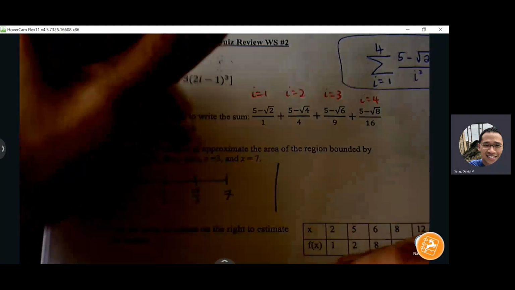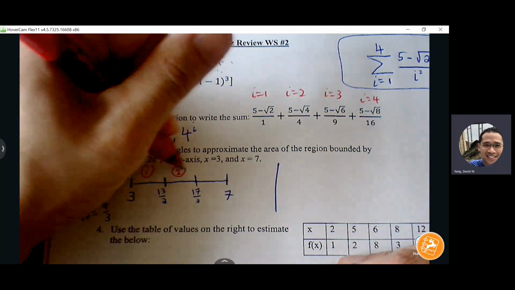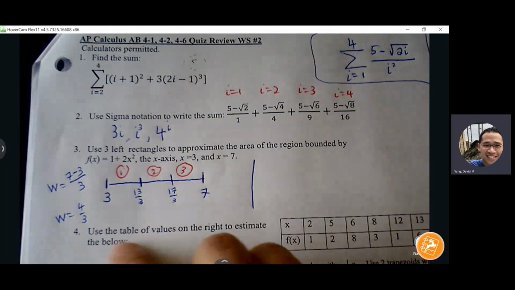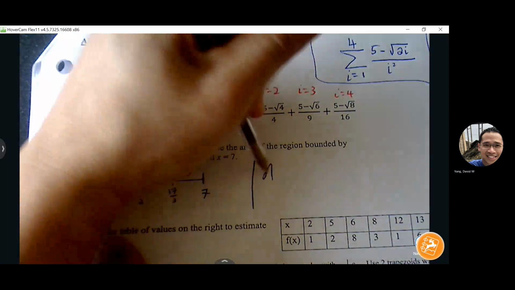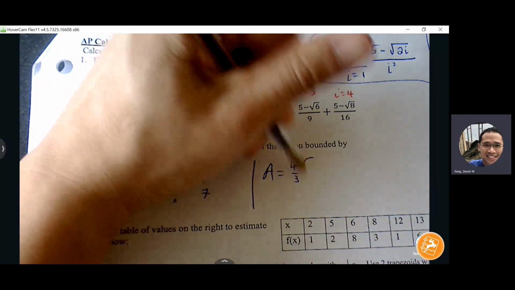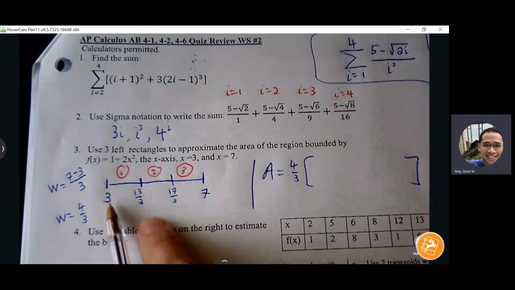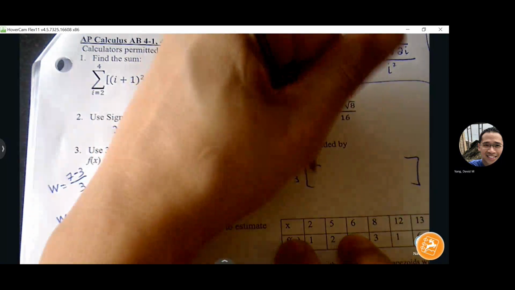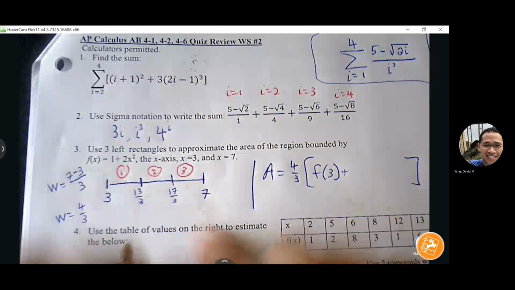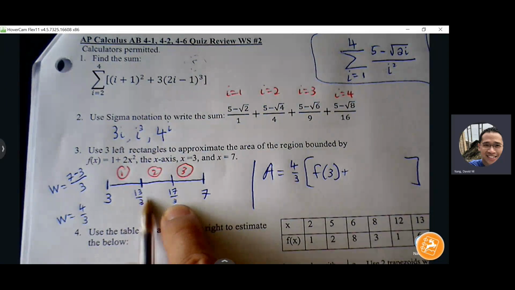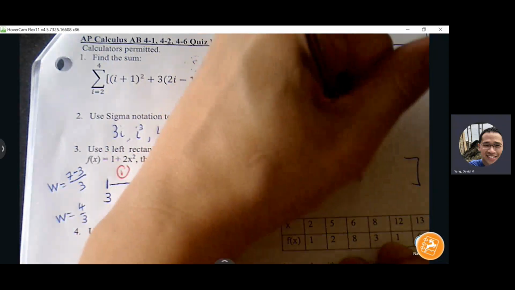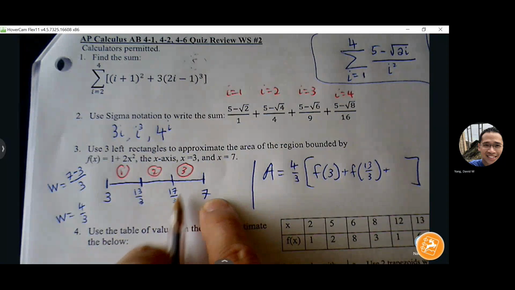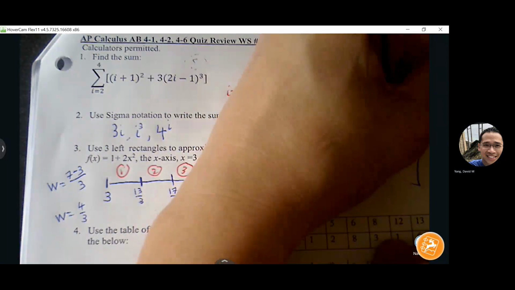So this is my first subinterval, my second subinterval, my third subinterval. Every rectangle has a width of 4/3. So I can factor that 4/3 out and then just add up all the heights. First subinterval, the left endpoint is the 3, so f of 3 will give me the height of my first rectangle. Second subinterval, I want to choose a left endpoint, so f of 13/3. And third rectangle, height is f of 17/3.